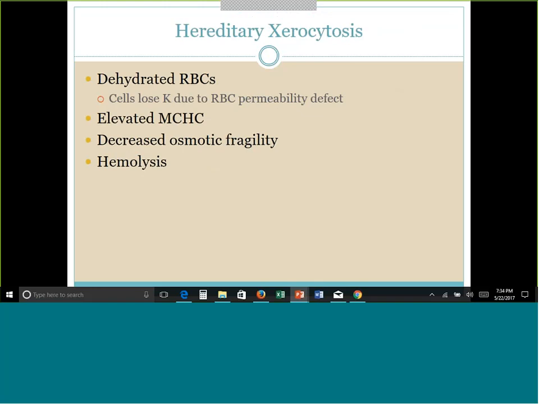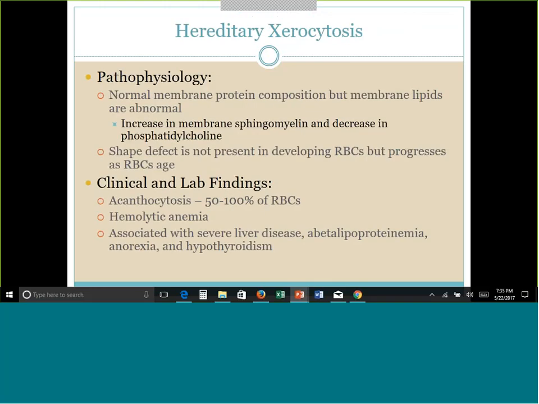And then hereditary xerocytosis is dehydrated cells. I will not test you on this. You can ignore it if you like.